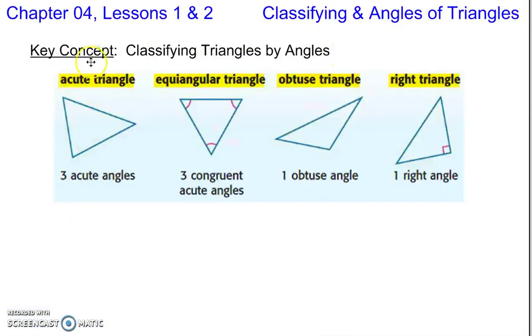So, you already are familiar with the acute, the obtuse, and the right triangle. Acute means all the angles are acute. Obtuse means there's one obtuse angle, and a right means there's one right angle. Now there's one more to learn, that is the equiangular. You're familiar with equilateral. Now we have the equiangular triangle. That means all the angles are the same measure. There are three congruent acute angles.